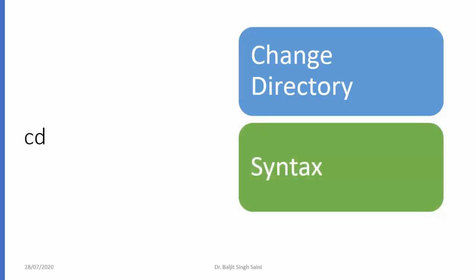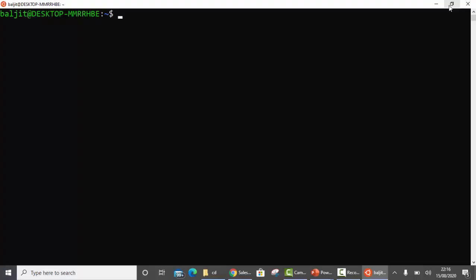The cd command stands for change directory. As is clear from the name, with this command we will be able to change between directories. Now, what is the syntax to use the cd command? It's pretty simple. You write cd space and then you write the path of the directory to which you want to shift. So now let us see how we can use it.